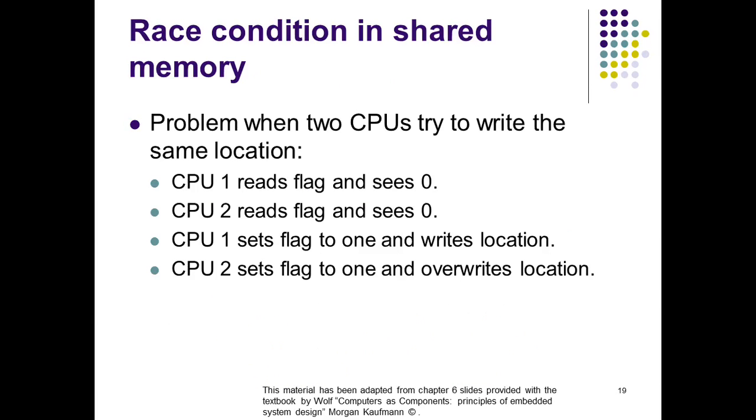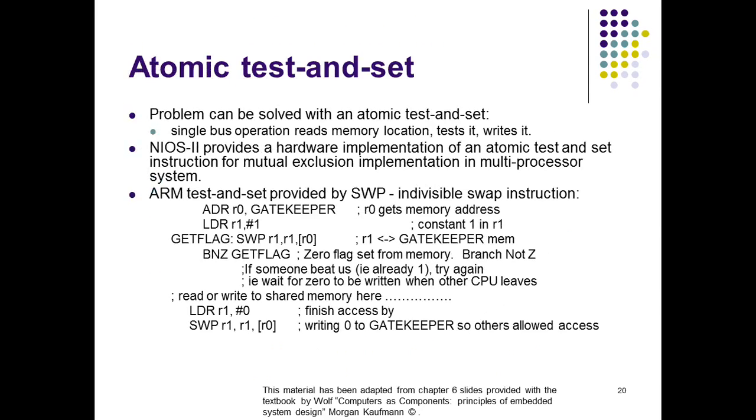This is what is highlighted if you wanted to walk through it in your own time. First CPU sees a flag, second CPU sees a flag. First CPU says, I've changed the flag to 1, I'm going to write to the memory location. CPU 2 says, well, I can access the memory location and overwrites the data. So what you need is some kind of operation to avoid this problem.